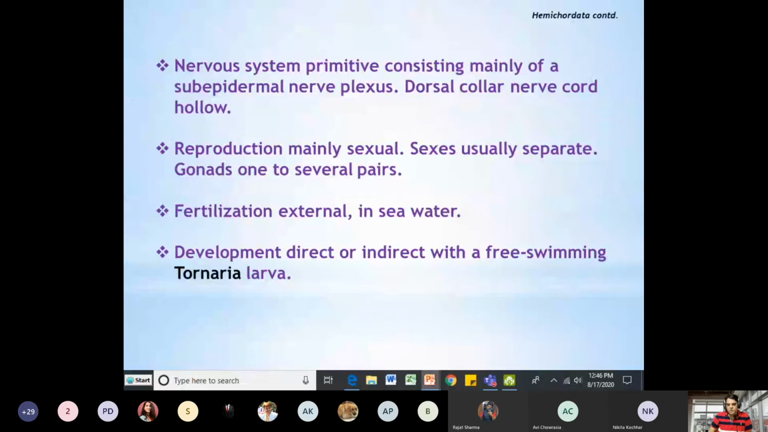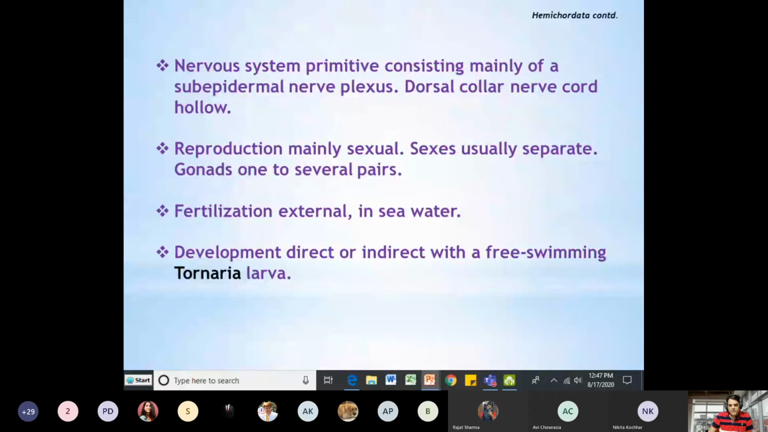We have to see the gonads if we have to find out which sex the animal is. And then the fertilization is external. The gametes are liberated into the seawater where fertilization occurs, and they show a tornaria larva in their life cycle.